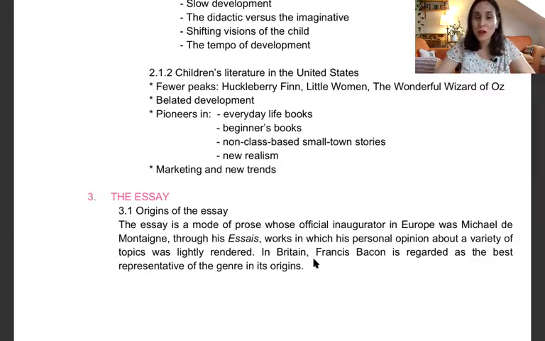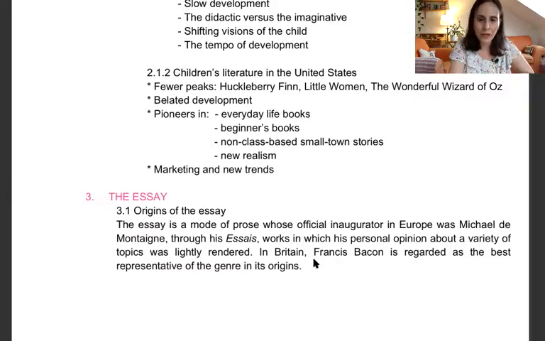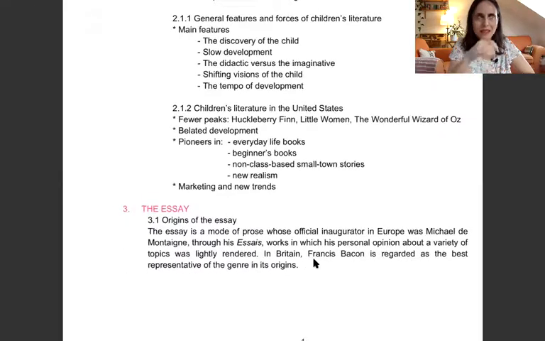The essay is a mode of prose whose official inaugurator in Europe was Michel de Montaigne, through his essays, works in which his personal opinion about a variety of topics was slightly rendered. In Britain, Francis Bacon is regarded as the best representative of the genre in its origins. And if I'm not mistaken, Francis Bacon is from the 17th century, could it be? So it has already had an impact there.